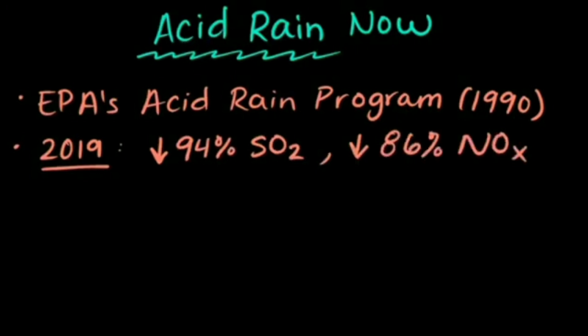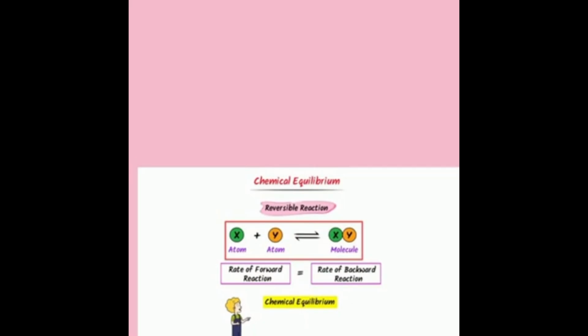Now, this is in the United States, but around the world, acid rain is still a problem, particularly reaction is in chemical equilibrium because the speed of forward reaction is equal to the speed of backward reaction.